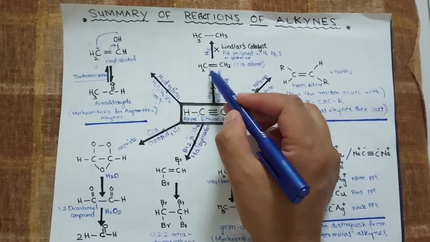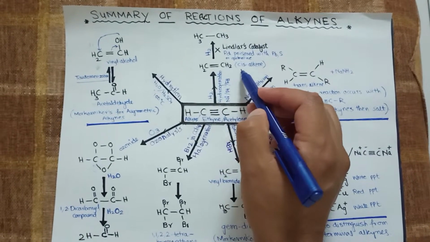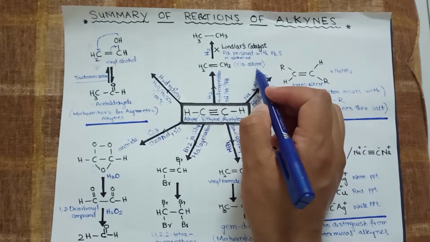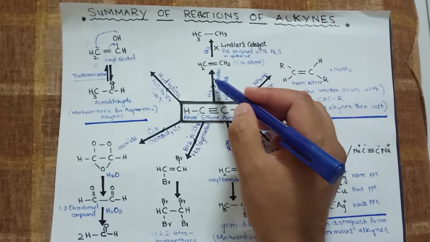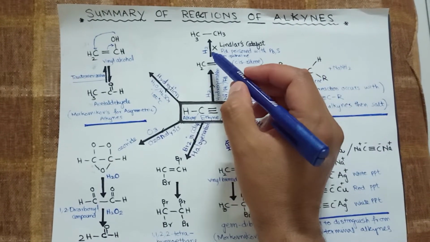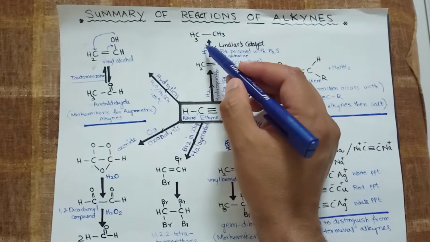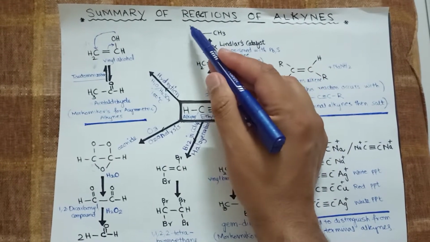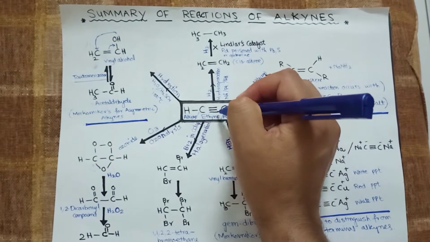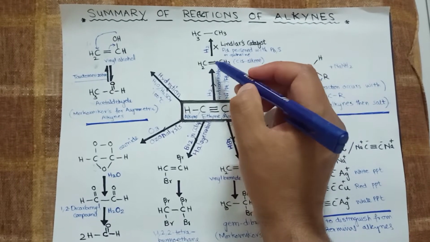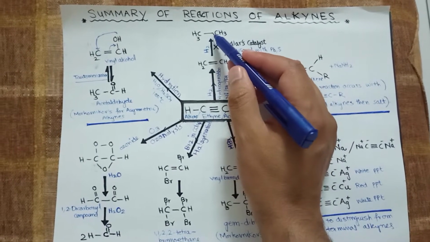So hydrogen is added at both ends, and cis alkenes will be produced in this hydrogenation reaction, and then further hydrogenation produces alkanes. So here, from alkyne ethyne to ethene and then ethane.